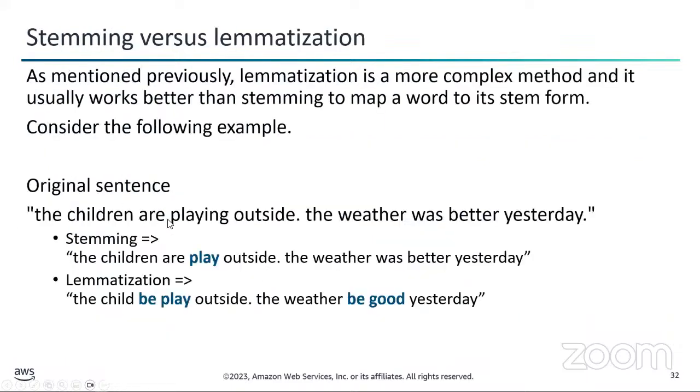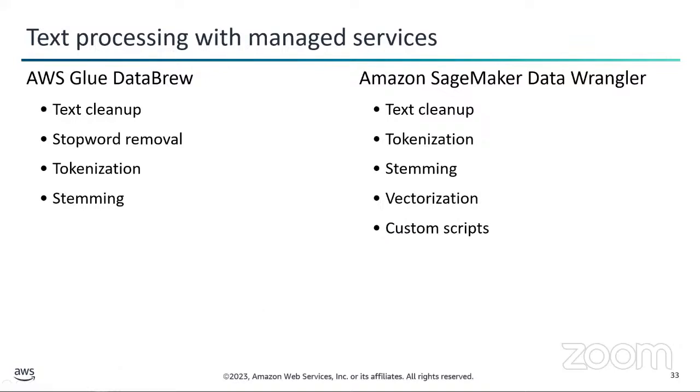So for example, consider the following. The original sentence was: the children are playing outside. The weather was better yesterday. If you do the stemming, it will say the children are play, playing to play. Weather was better yesterday. If you use some more advanced lemmatization, it can be: the children be play outside, the weather be good. So it will convert into that. It sounds weird, but it is actually better for analyzing text in the English language.